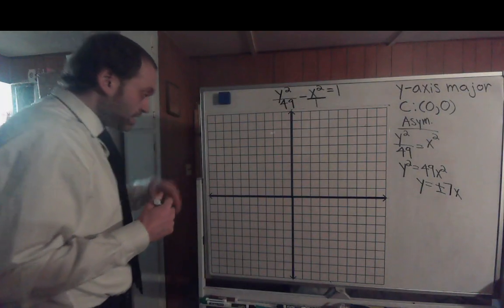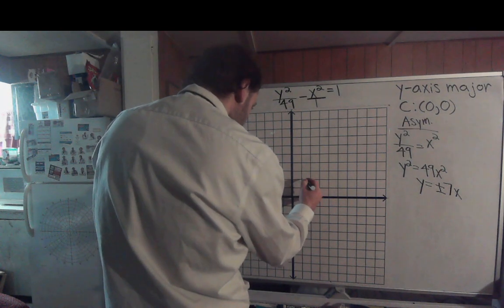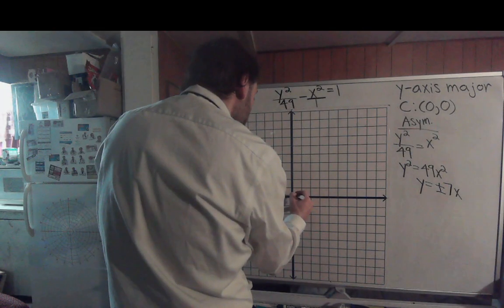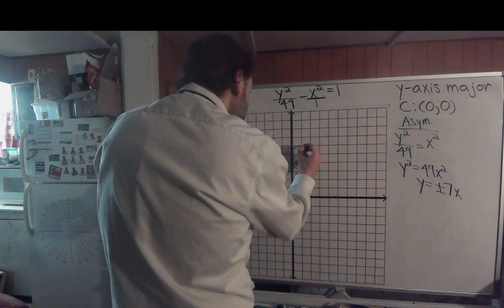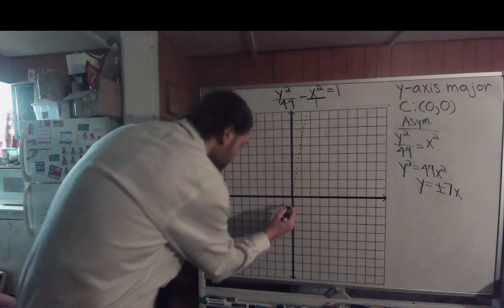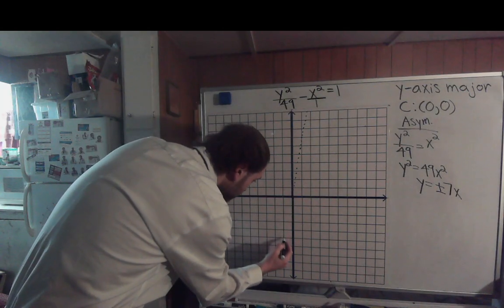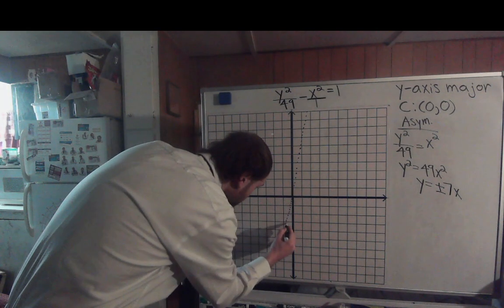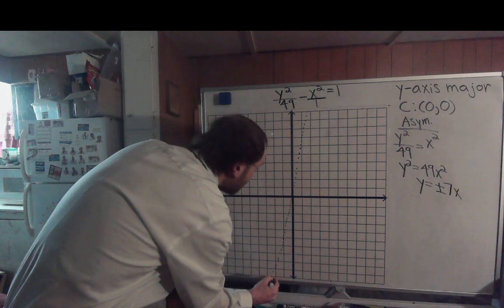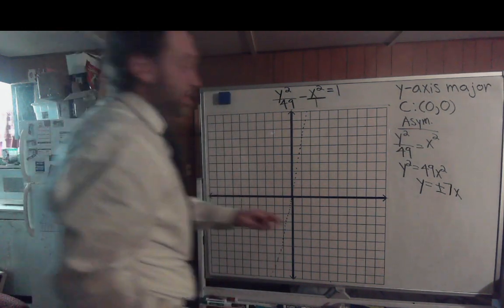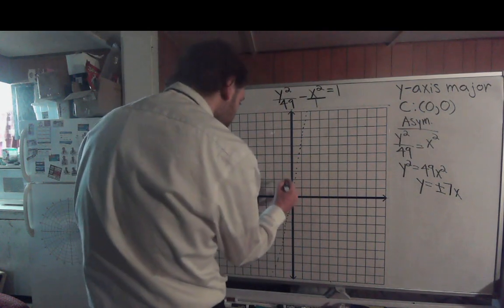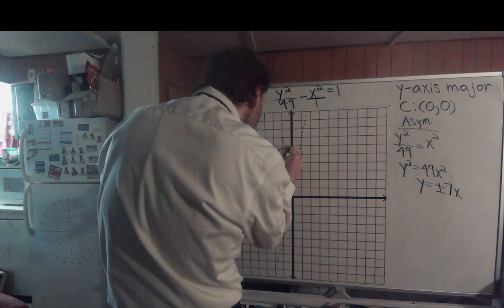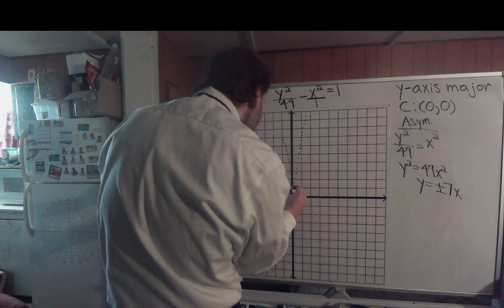So let's graph that here. It's going to be a steep asymptote. Alright, so there's one asymptote. Then that was the plus 7x. We got to do the minus 7x. Dang it.